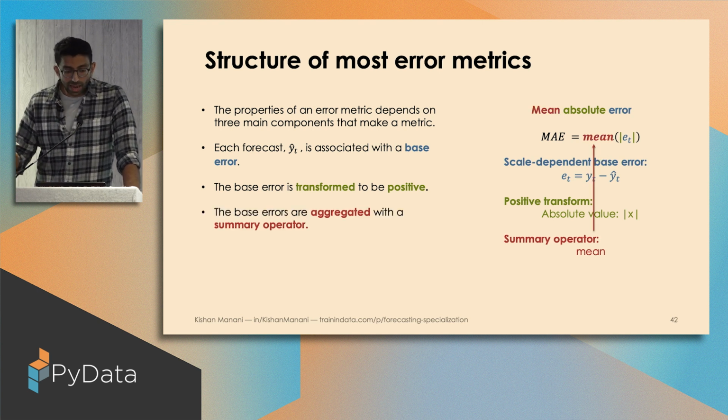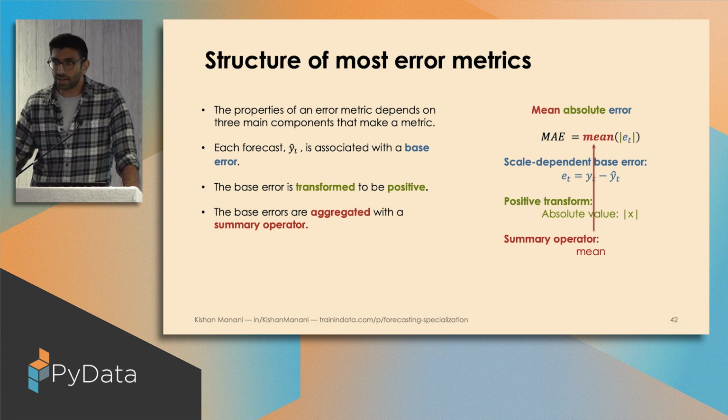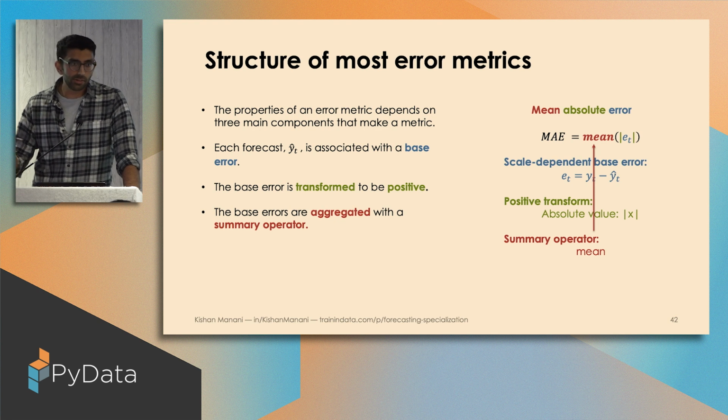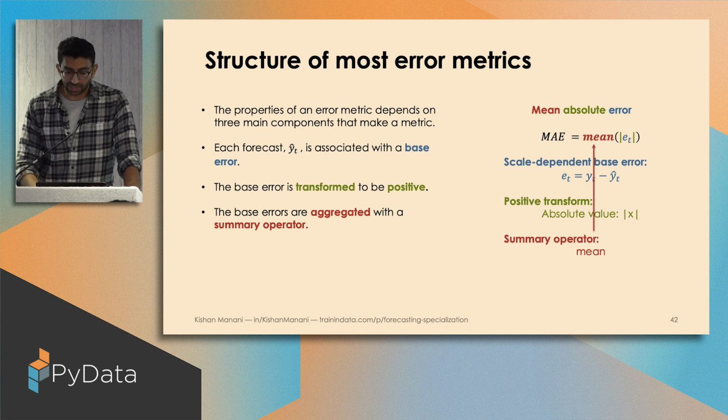And then you apply some aggregation operation like the mean. You could also choose the median, the geometric mean, a weighted mean. So you can see that all these different permutations result in a very large number of different error metrics, and depending on the different components you use, the properties of that error metric at the end can be quite different and make it more suitable for a given use case.